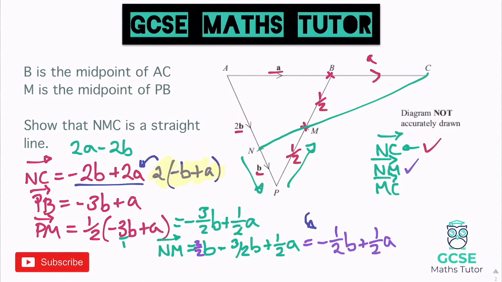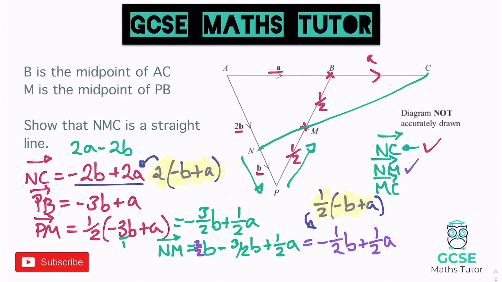If we factorise this one, the only thing we can factorise out is a half, so I could take a half out. Let's have a look. So take out a half, divide the first bit by a half, we get minus b. A half divided by a half is 1, so minus 1b. And then dividing a by a half, we get plus a. There we go. And that's that vector there if we factorise it.